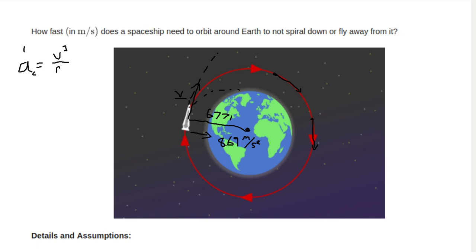And so since the acceleration due to gravity is pointing towards the center of the Earth, and we're assuming that's the only acceleration on the spaceship, that has to be the centripetal acceleration, 8.69. And we want to solve for v, so what we can do is just multiply this by the radius.